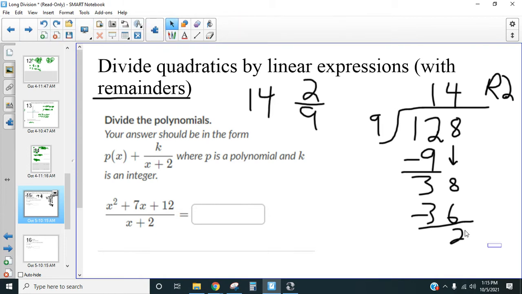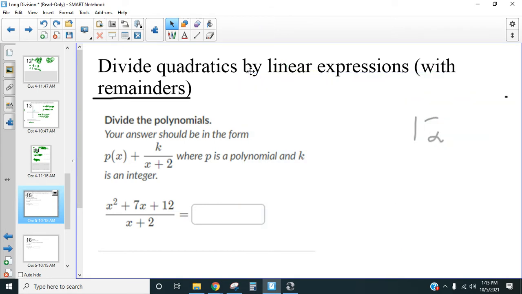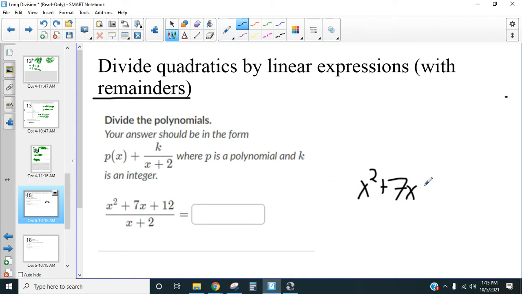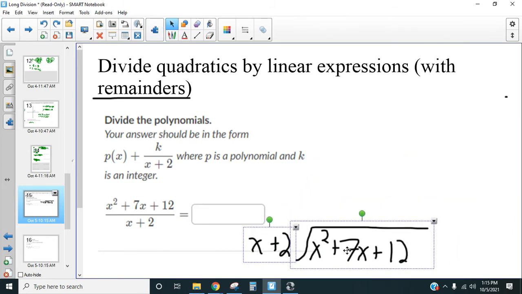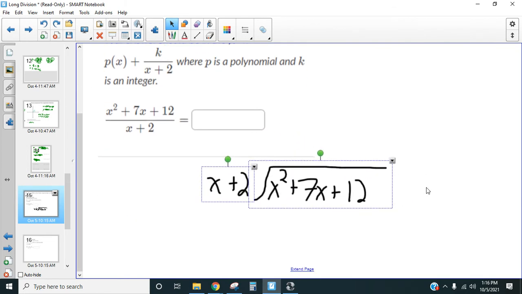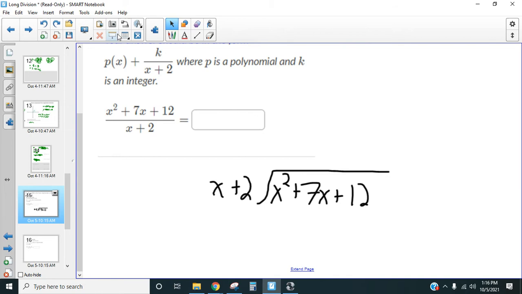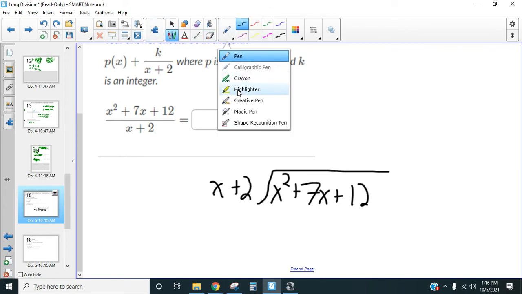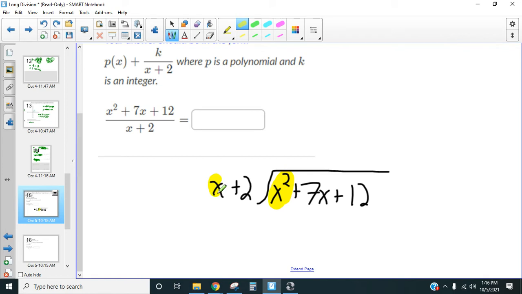Here we go. Let's try one. So we're going to write out this big, long mess. x squared plus 7x plus 12, and then long division, x plus 2. All right, first thing. If you're not writing this down, you should. Something's wrong with you. All right. We're going to start with these two. People that use highlighters in my class tend to do very well. Just saying.